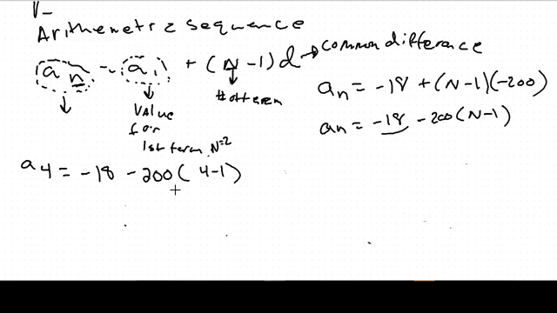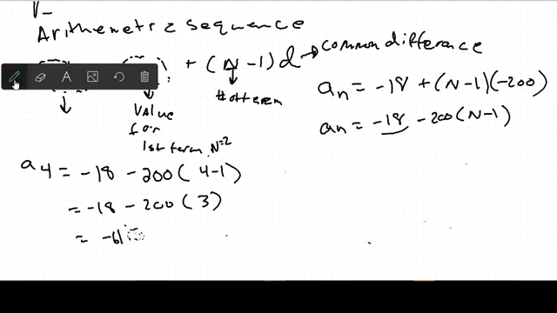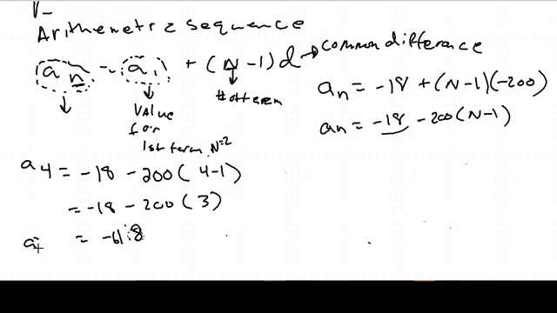Let's see if we get the same value. So we have negative 18 minus 200 times 3. What's 200 times 3? 600. Negative 600. And what's negative 600 minus 18? Negative 618. Is the fourth term equal to that number? Yes. Do you see how these numbers work now? Yes.